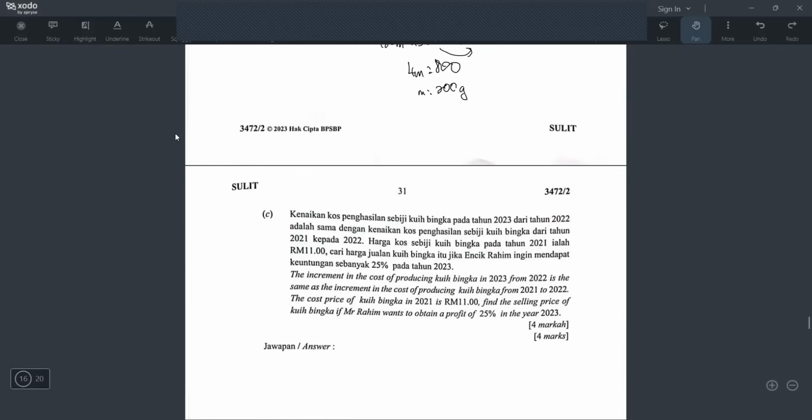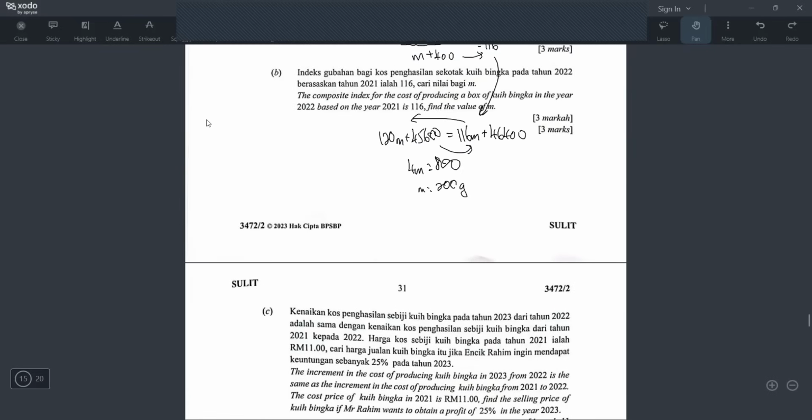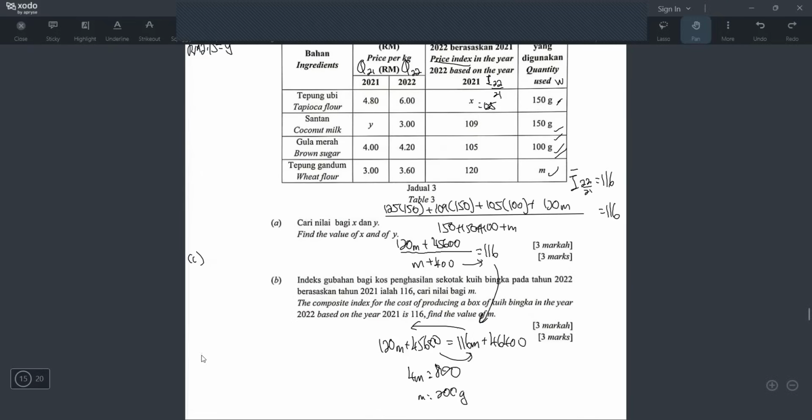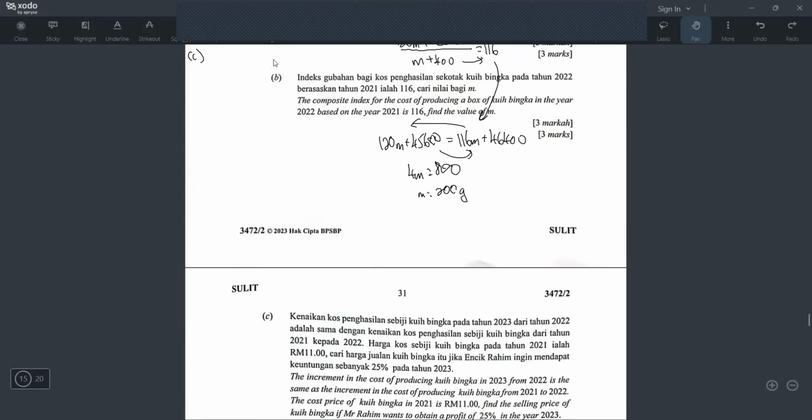Okay, part C says what? Can I do it here? Is it possible? Okay, let's do here. Okay, the increment means increase. The increase in the cost of producing kueh bingka in the year 2023 from 2022 is the same as the increment in the cost of producing kueh bingka from 2021 to 2022. Did you realize they never say which ingredient? They just say kueh bingka. It means it's talking about average now. It's talking about composite index.